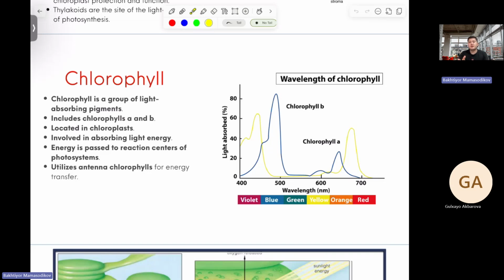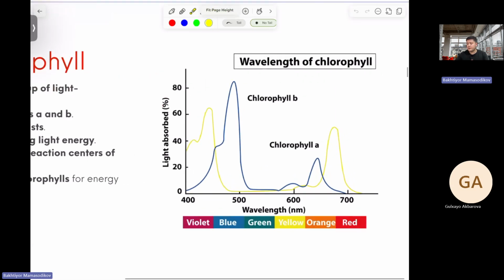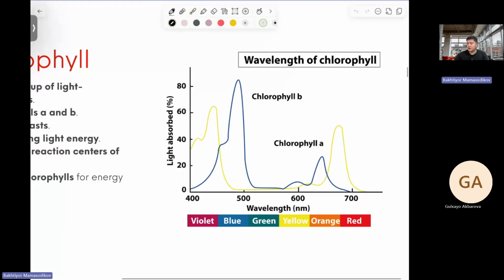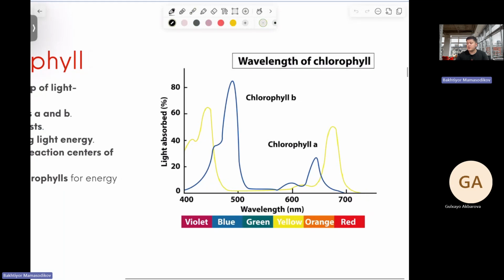There are two types of chlorophyll. The first is chlorophyll A, second is chlorophyll B. Chlorophyll A is the pigment which absorbs blue and red light, okay? Blue and the red light. Chlorophyll A absorbs blue between 430 and 450 nanometers, and the red light will be absorbed between 660 and 700 nanometers. Okay, main pigment is chlorophyll A.